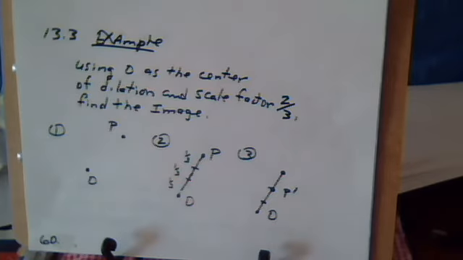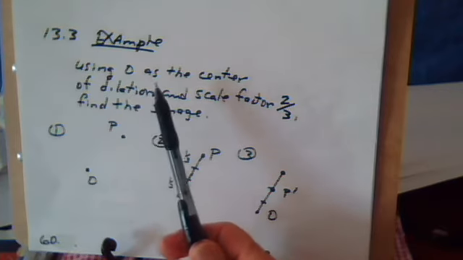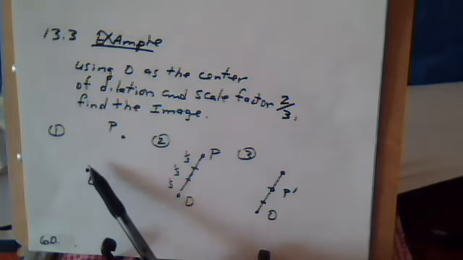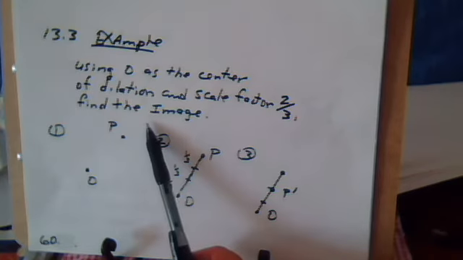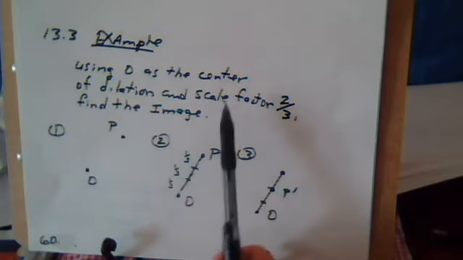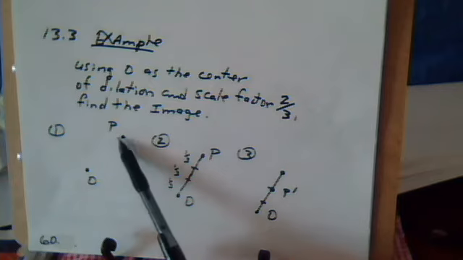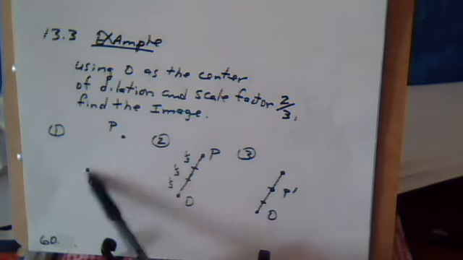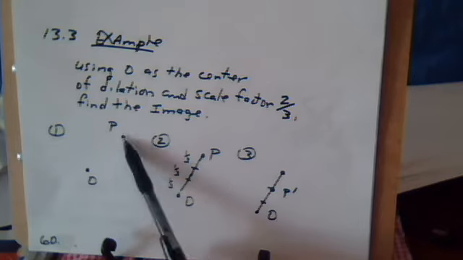Here's an example. We're going to use O as the center of dilation. With the center of dilation, points either move towards it or away from it. But how much? Well, the scale factor gives us that information. So the original length, we'll let that be 1. This is 1. The original length is 1.